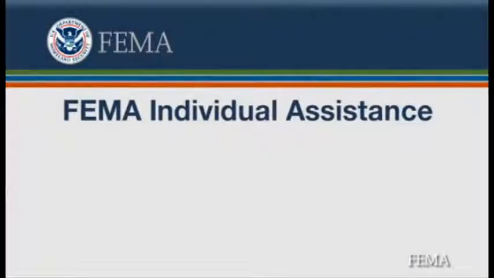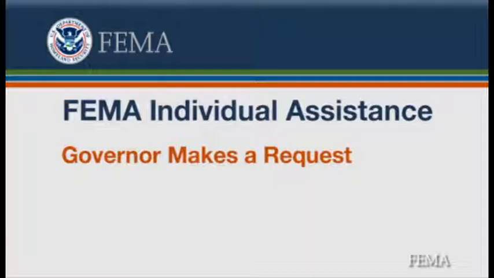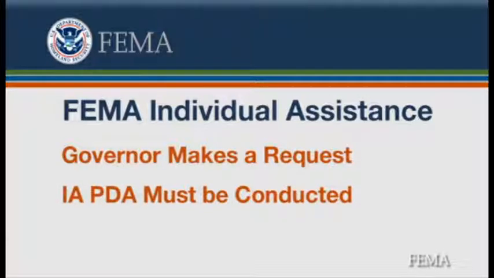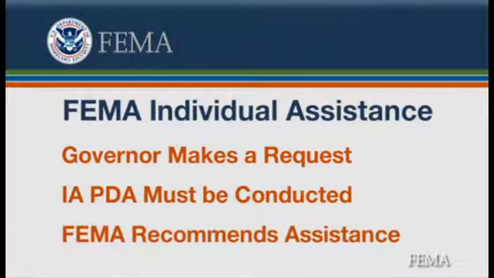It is important to note, FEMA assistance can only be provided if the governor representing the state makes a request. In each case, an IAPDA must be conducted to observe the amount and extent of damage, and only then can FEMA recommend what assistance may be available if a federal disaster is declared.